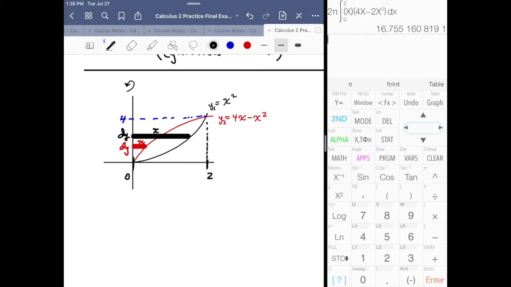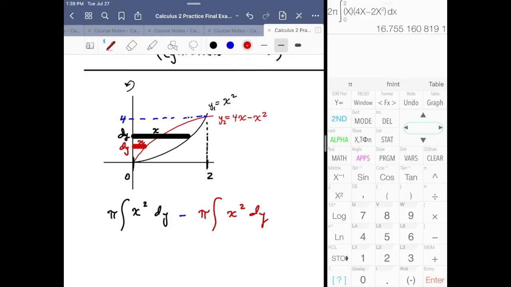So I need a pi r squared for the dy, and from that I'm going to subtract a pi r squared for the inner figure as they get spun around the axis.